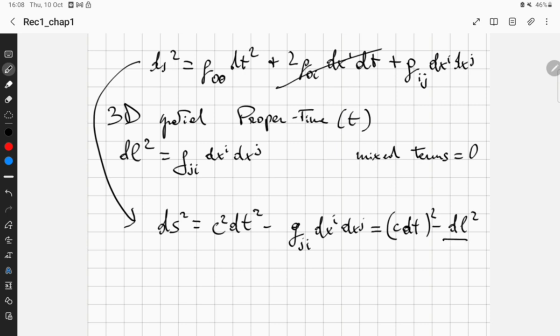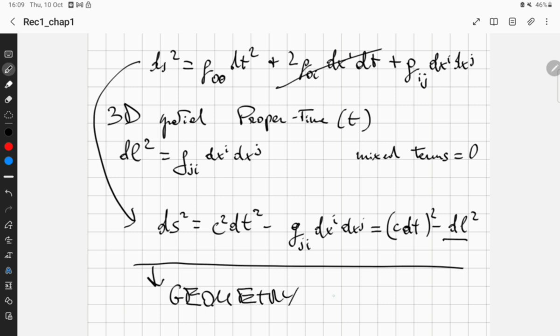Minus dl square, which is what we've defined as the 3D spatial metric. So this definition here has a different form with respect to different times, with respect to different kinds of geometry. So, the geometry of the universe.